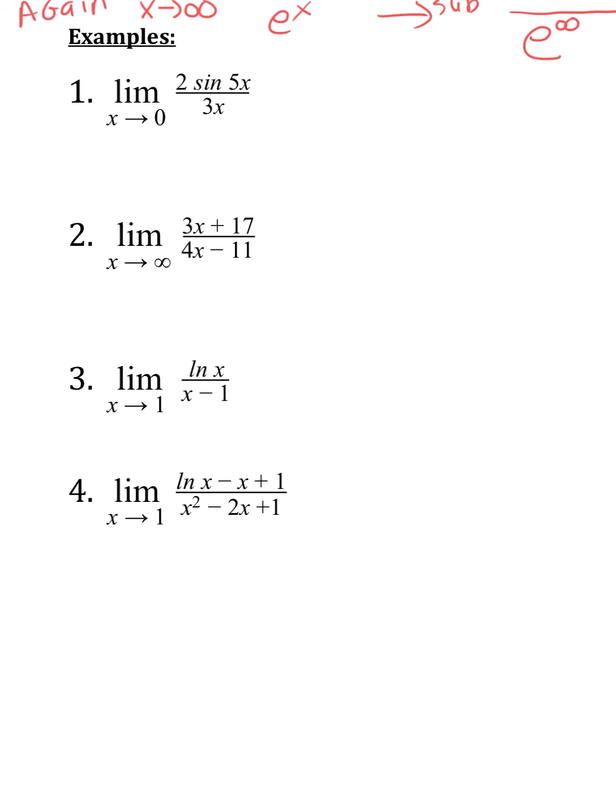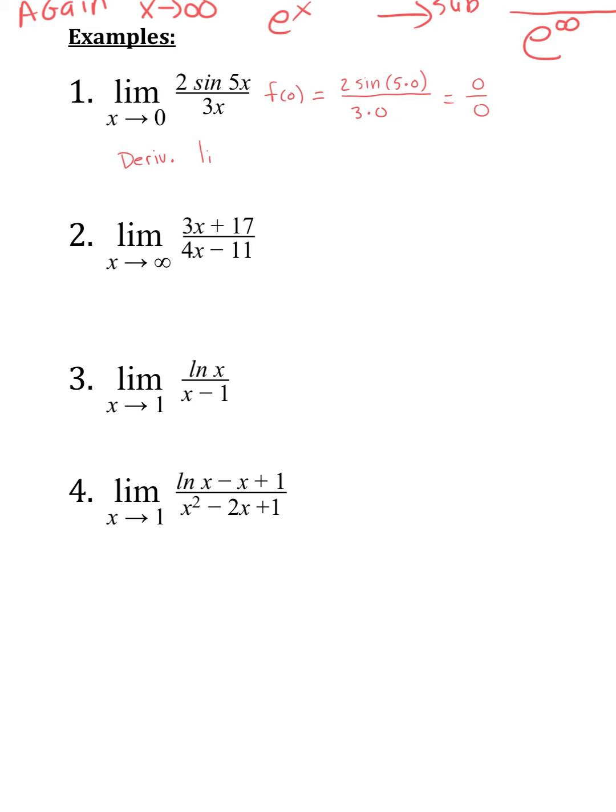Okay, example number 1. The first thing you do is direct substitution with the original function to see if L'Hopital's rule does indeed apply. So when I take f of 0, on top I get 2 times the sine of 5 times 0, and on the bottom I get 3 times 0. That gives me 0 over 0. So that tells me that L'Hopital's rule does apply. So now I take the derivatives.